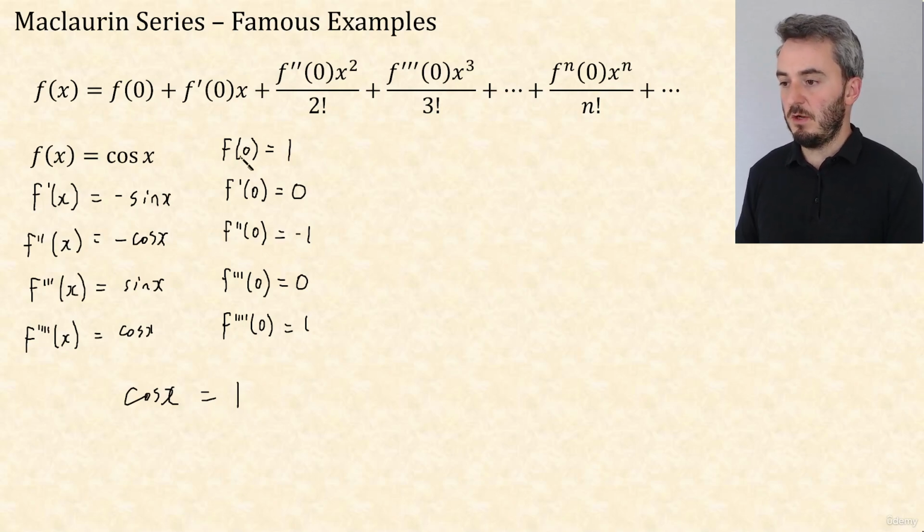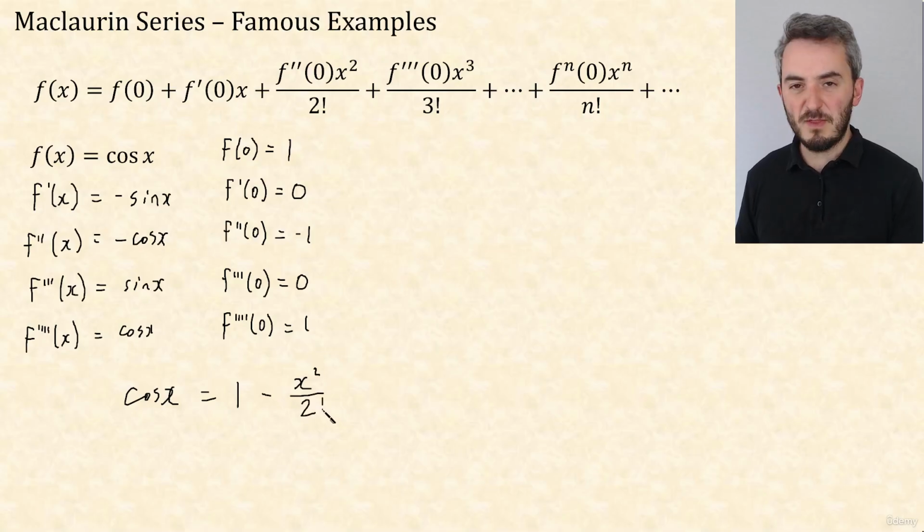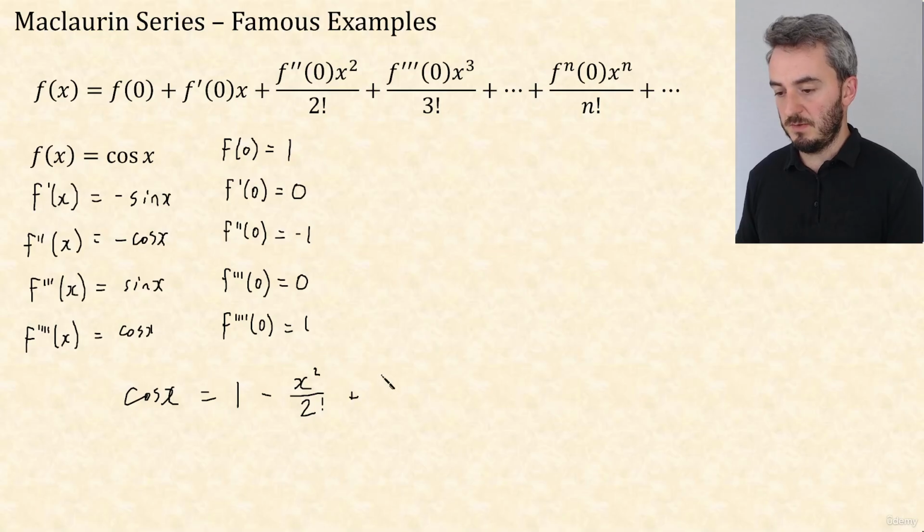F dash of 0 is 0, so we don't bother. The second derivative is minus 1, so it's minus x squared over 2. I can write the factorial. We don't need to because 2 factorial is 2, but I think it's nice to see the pattern. The third derivative at 0 is 0. The fourth derivative is 1, so plus x to the 4 over 4 factorial, and the pattern continues.